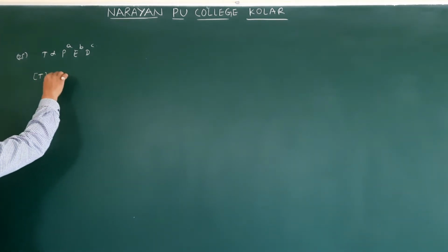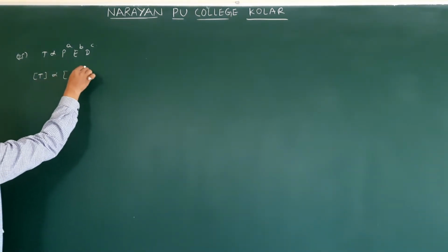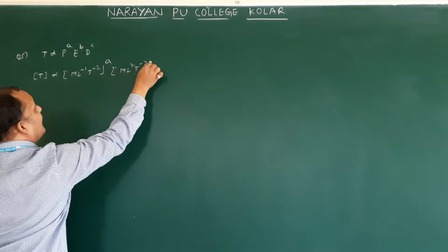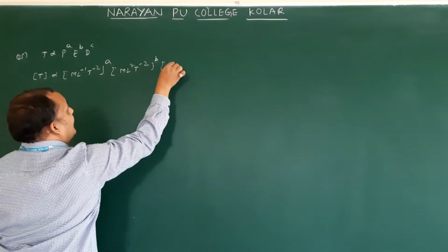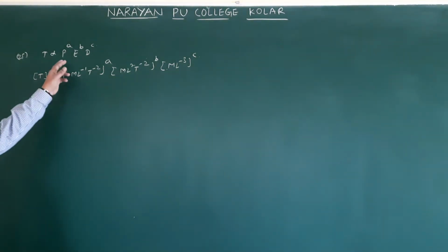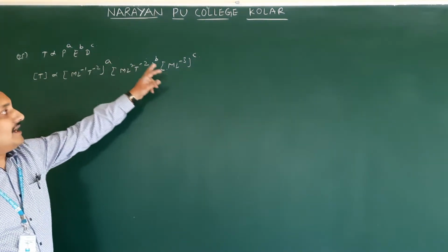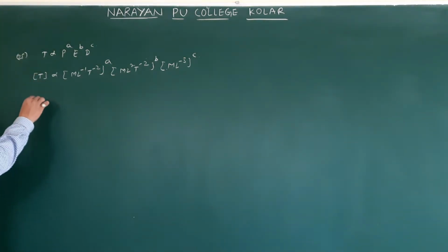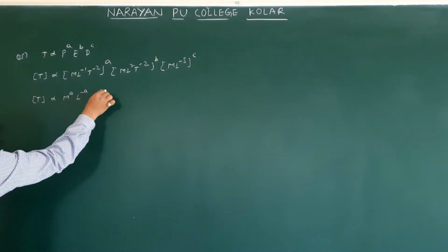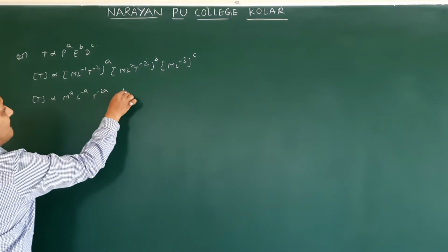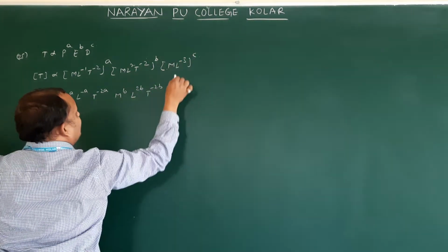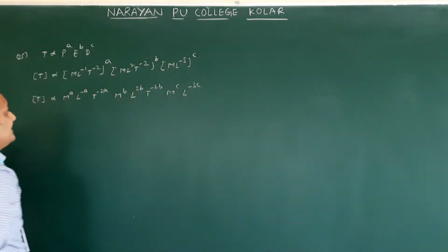So like that only we are going to solve. Pressure dimension formula: M L power minus 1 T power minus 2. Energy: M L square T power minus 2. Density: M L power minus 3, whole power c. So pressure, energy and density dimension formulas. So M power a, L power minus a, T power minus 2a. M power b, L power 2b, T power minus 2. M power c, L power minus 3c.